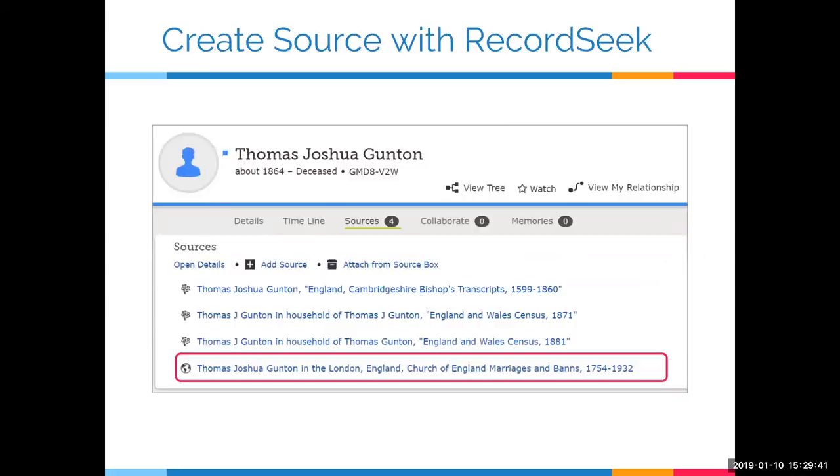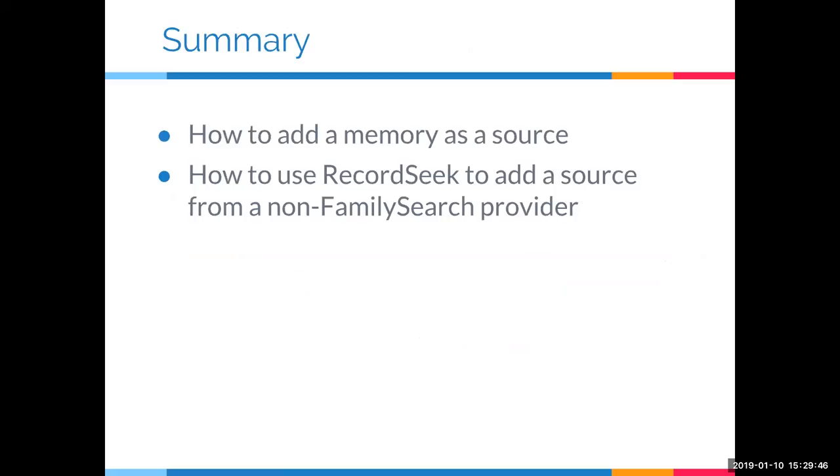We talked about how to add a memory as the source using that example of a PDF death registration. And then we also talked about how to use RecordSeek to add a source from a non-FamilySearch provider.